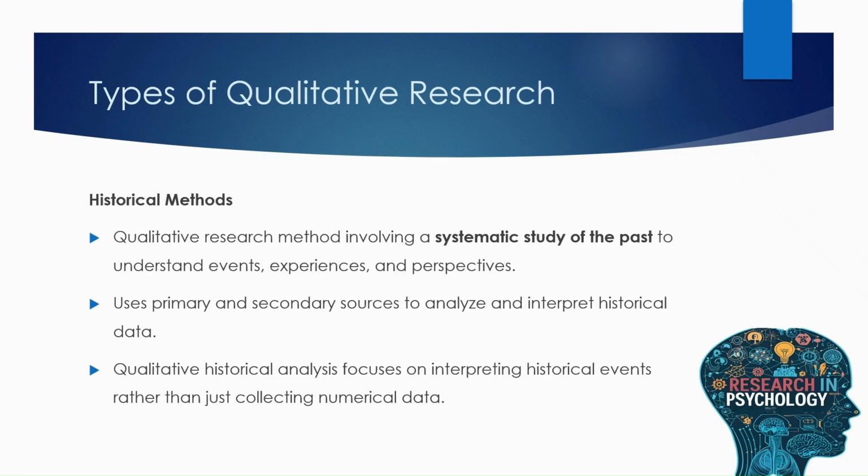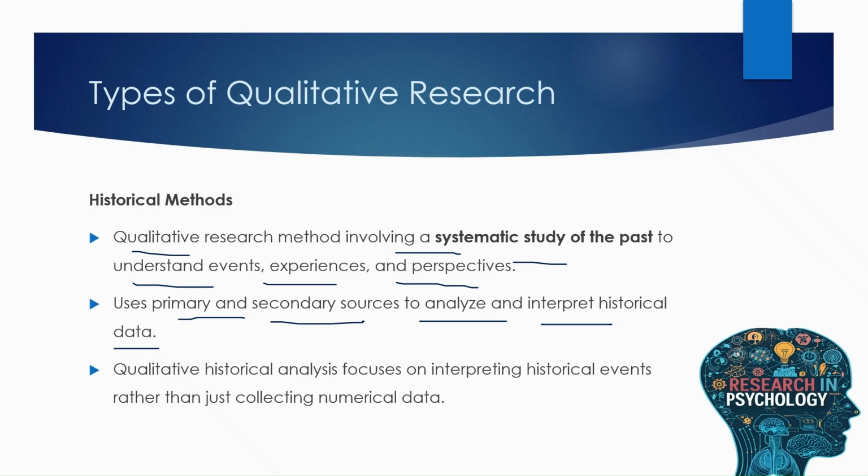Next, we have historical methods. So, as the name suggests, we are going to study the history of a particular group. So, this is a qualitative research method involving a systematic study of the past to understand events, experiences, and perspectives. It uses primary and secondary sources to analyze and interpret historical data. Okay, so the primary source would be what? First hand sources, right? And secondary sources would be someone who has already studied it or someone who heard about it, that would become the second hand source or the secondary source. People who have not directly been a part of it but have information about it.